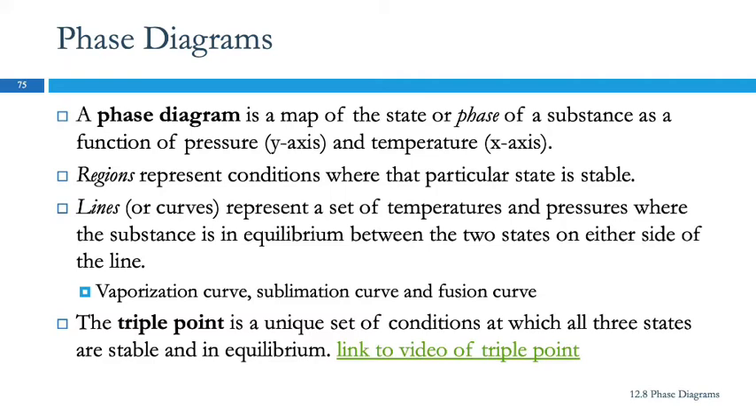So there's a vaporization curve, a sublimation curve, and a fusion curve. And there's a triple point, which is a unique set of conditions at which all three states are stable and in equilibrium.